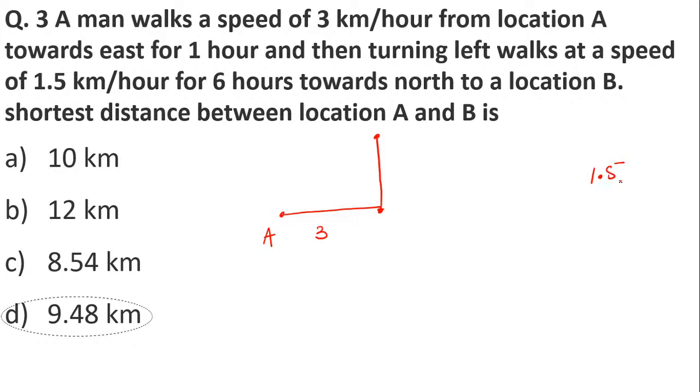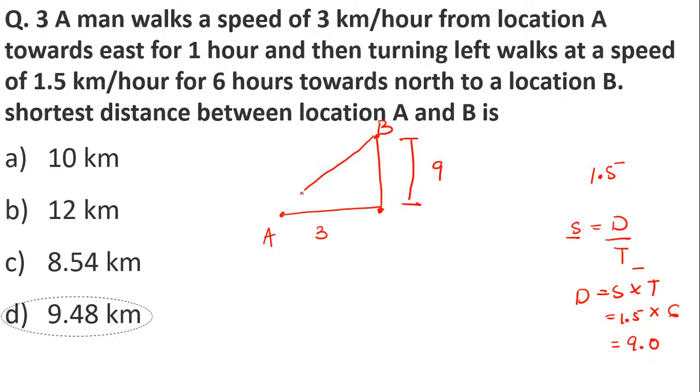He walks at a speed of, so what is the formula of speed, students? Speed is equals to distance upon time. Everybody has studied this in school. So what is distance? We have to find out distance, but distance is not given. Speed is given and time is given. So what will be distance? Distance is equals to speed into time. Speed is 1.5 and time is 6. So 1.5 into 6 is equals to 9.0. So this distance will be 9.